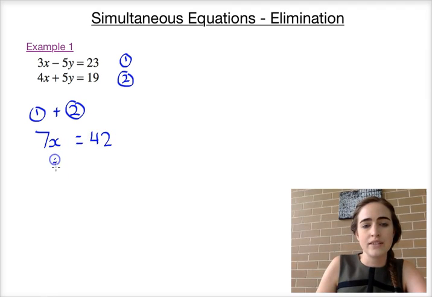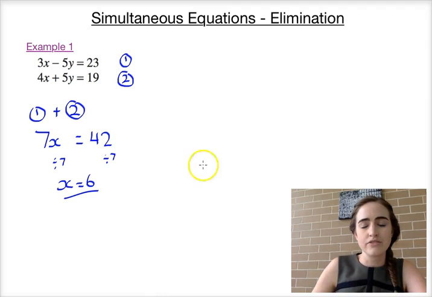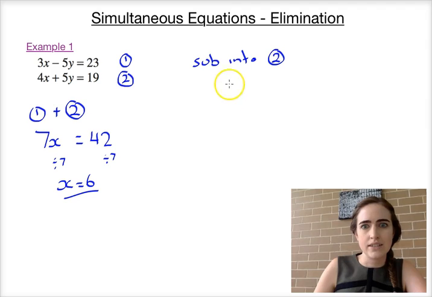To figure out what x is, we're going to divide both sides by 7, and we'll end up with x is equal to 6. So that's half our answer. We know what x is. Now we need to figure out what y is. To do that, we're going to substitute back into one of these equations. It doesn't really matter which one you do. Let's sub into equation 2. Sometimes ones with addition in them are a little bit nicer.